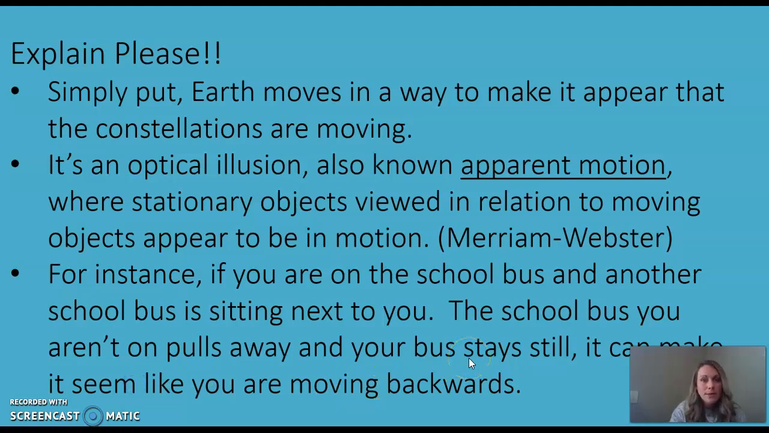Explain this to me, please. Okay, so simply put, Earth moves in a way to make it appear that the constellations are moving. It's actually an optical illusion. That's known as apparent motion. Apparent motion is where stationary objects viewed in relation to moving objects appear to be in motion.